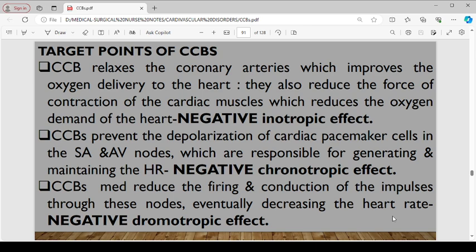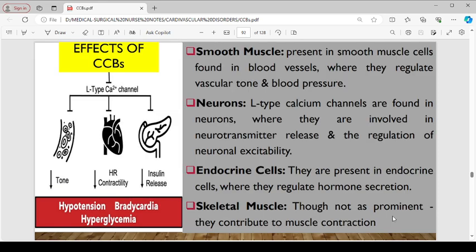Calcium channel blockers also prevent the depolarization of the cardiac pacemaker cells in the SA and the AV node, and these nodes are normally responsible for generating and maintaining the heart rate. So with that effect, we normally have the negative chronotropic effect. Lastly, this medication also reduces the firing and the conduction of the impulses through this node, so that we have now slowed conduction, okay, eventually also decreasing the heart rate, and this is also referred to as negative dromotropic effect.